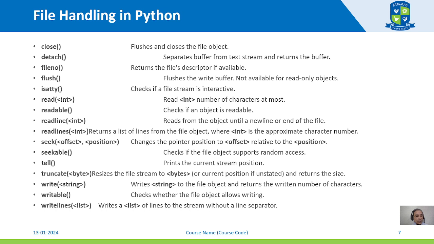So truncate will, if we specify certain bytes, truncate it from the file stream and return. Then write string: the string which we want to write within the file will be written on the file. Writable checks whether the file object allows writing or not. Writelines takes a list and writes the lines to the stream without a line separator. Okay, so this is very important.